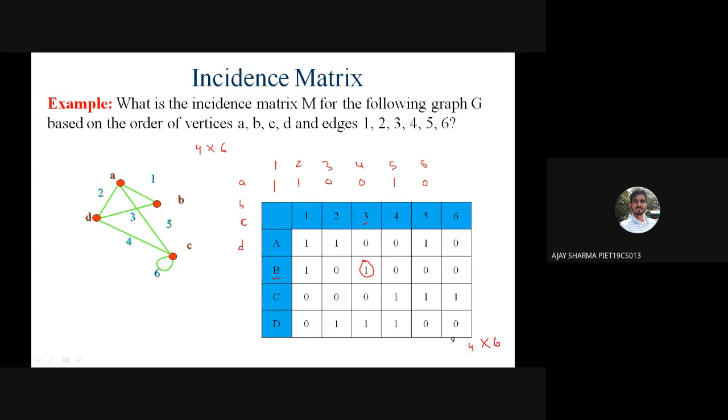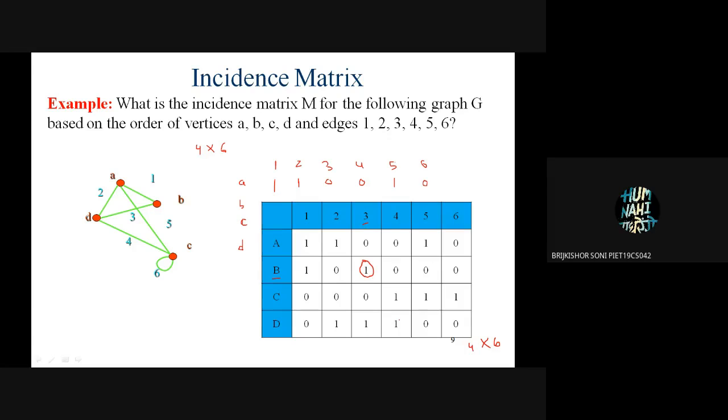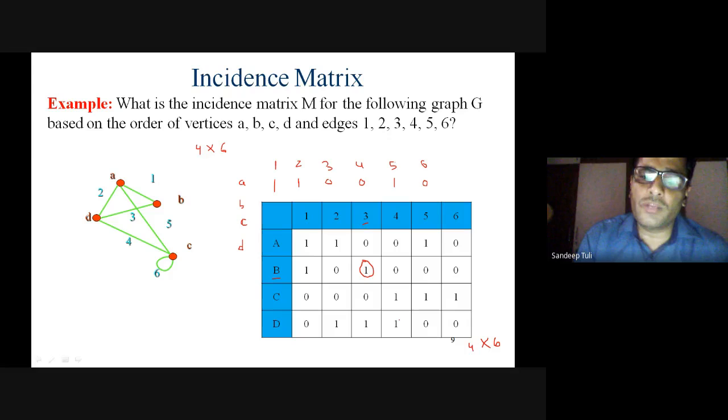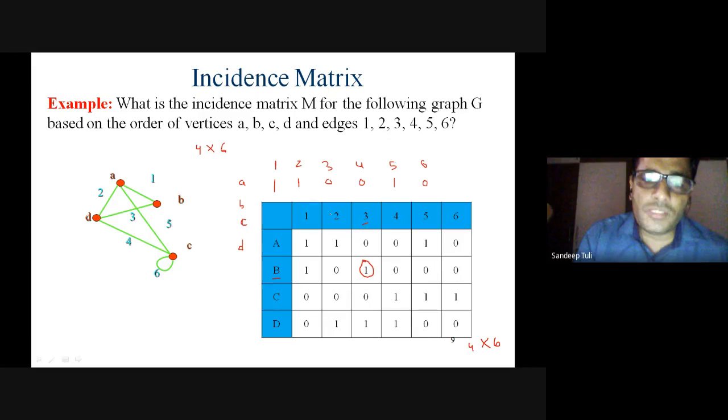Sir, why don't we directly write E cross E? Because we want to find out the relationship between vertices and edges, both. We should have both actually in my matrix. That's why we are writing n cross E. Then why can't we write just V by E? We are writing n cross E.